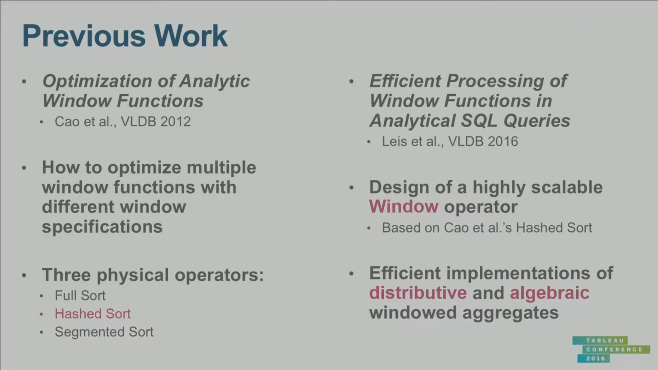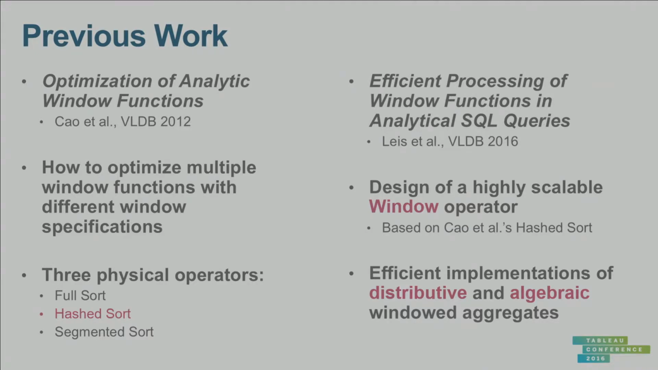And they presented 3 different physical operators for doing this, which I won't go into too much. You can read their paper, which is referenced there. But they were full sort, where you just sort the partitioning and the ordering just as one big sort. Hashed sort, where you split it up, you hash the partitioning and sort the ordering, and then another special one called segmented sort, where you can leverage pre-existing behavior.